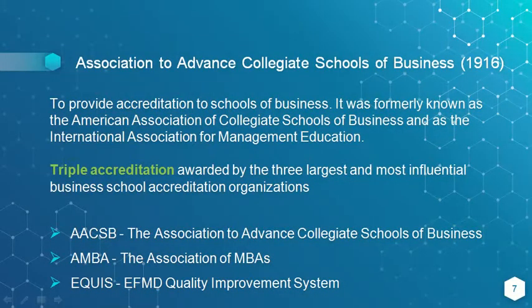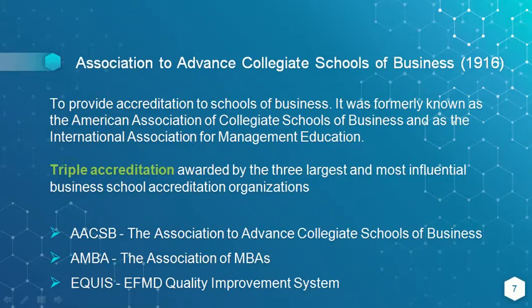When it comes to B schools, we have the Association to Advance Collegiate Schools of Business. It evolved in 1916, and it provides accreditation to B schools. It was formerly known by different names, the American Association of Collegiate Schools of Business, and as an International Association for Management Education. So it has been referred to by different names at different times.